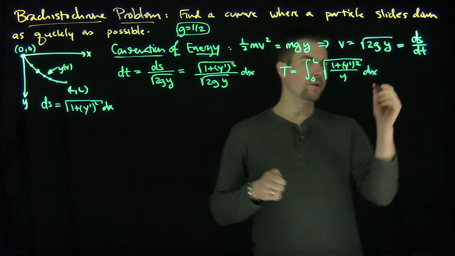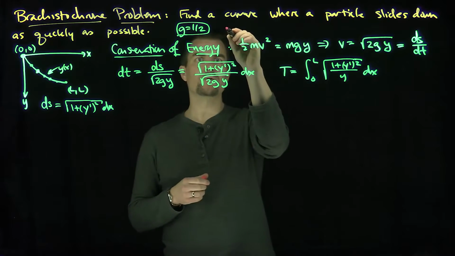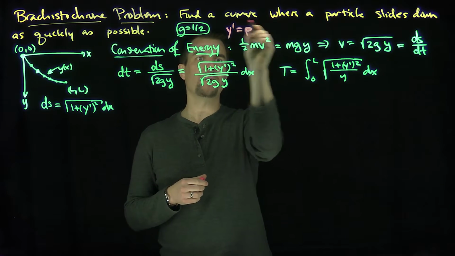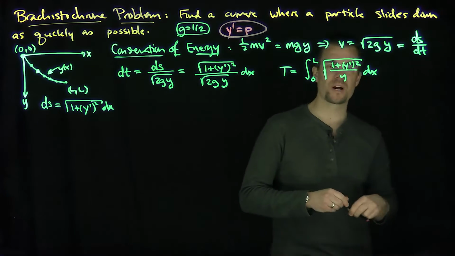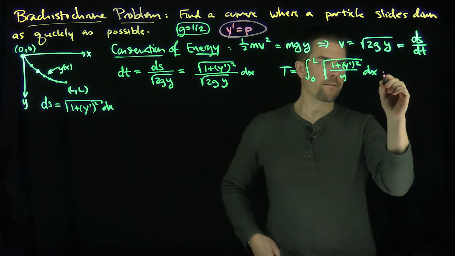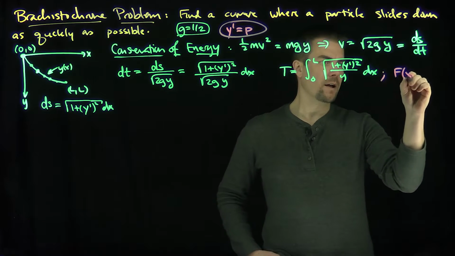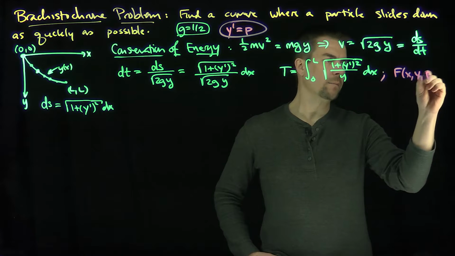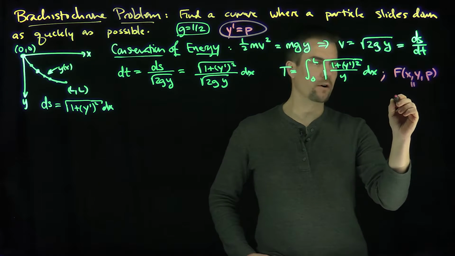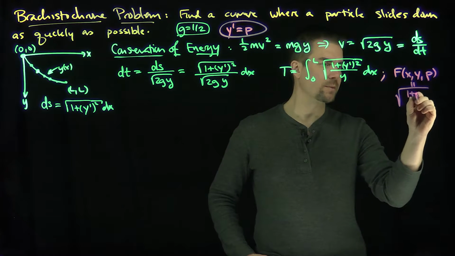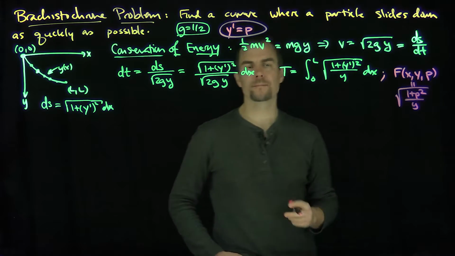Here's another bit of notation. I'm going to use the notation that y prime is equal to p. It's a standard ODE notation. So over here, I have a function f of x, y, and p. And what is that function? That function is just the square root of 1 plus p squared over y.